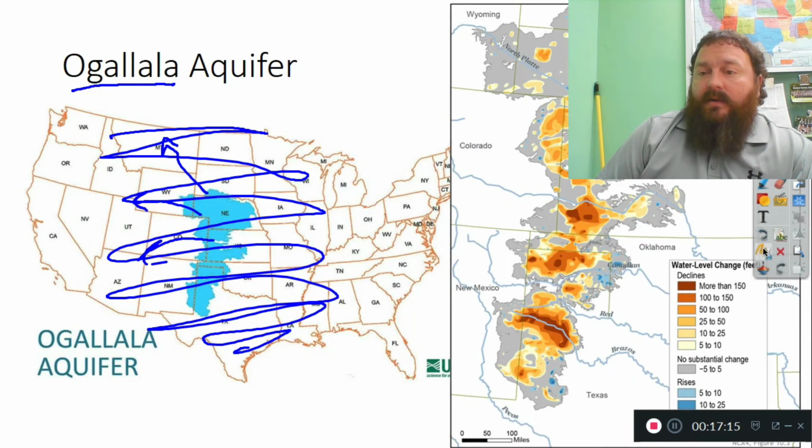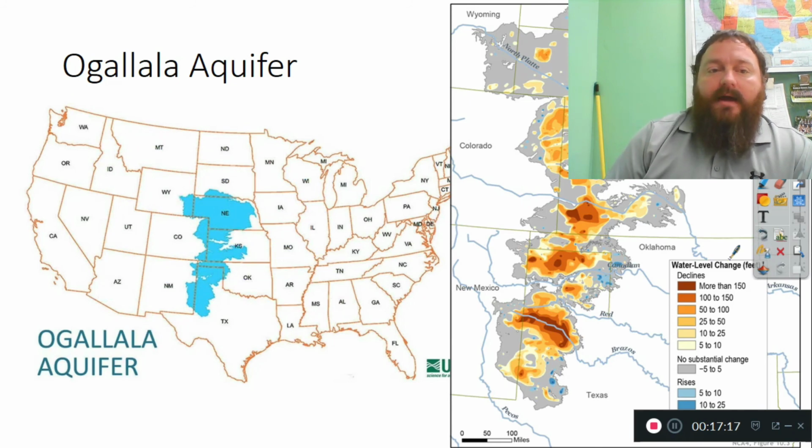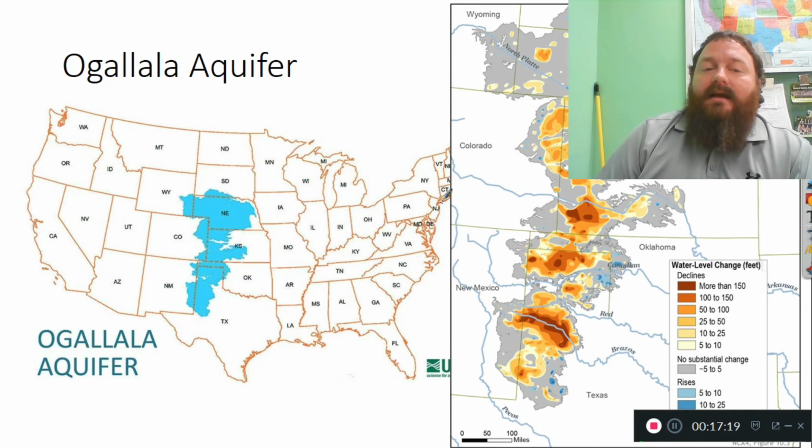And in order to do that, we have to make sure, again, we're using it at or below that maximum sustainable yield. We're not doing that right now, though. That aquifer is huge, and we're over pumping it. We're over pumping it for agricultural reasons and for irrigation reasons.